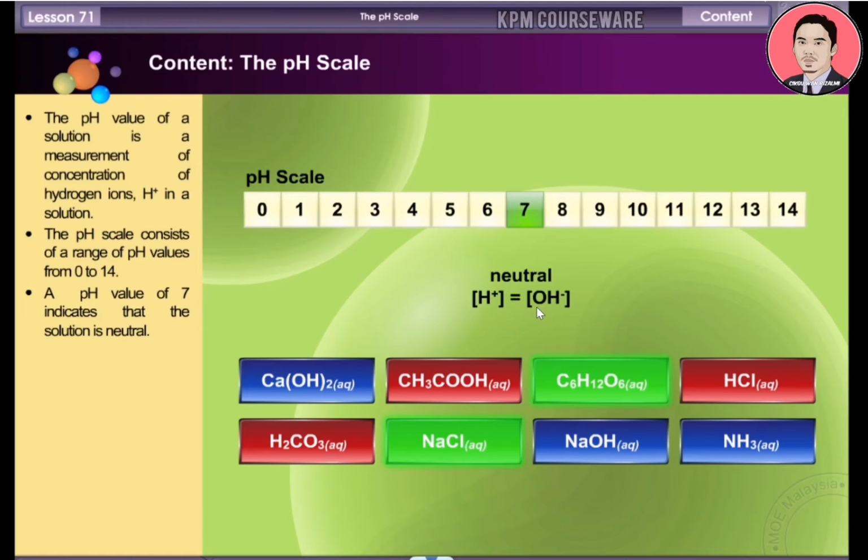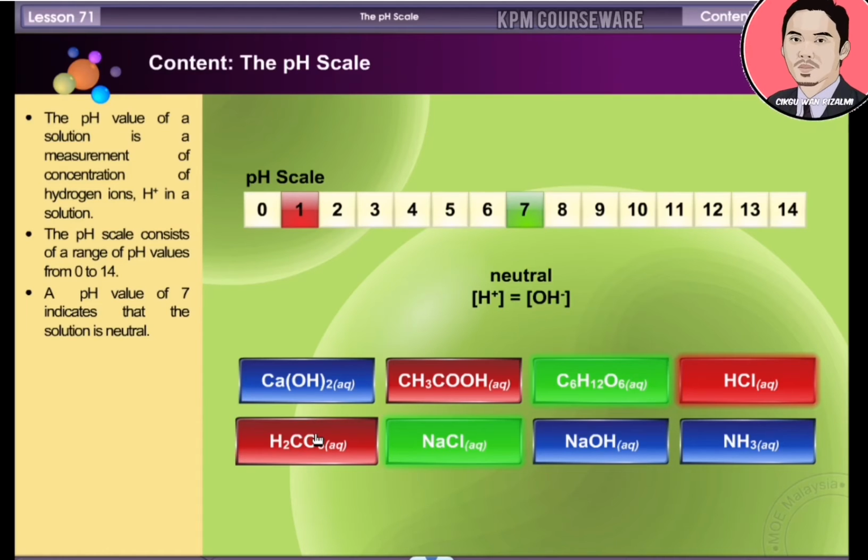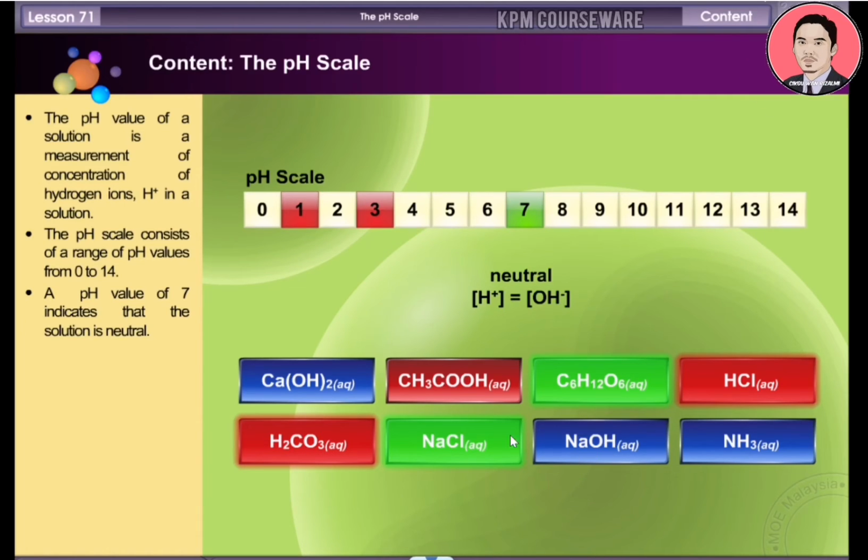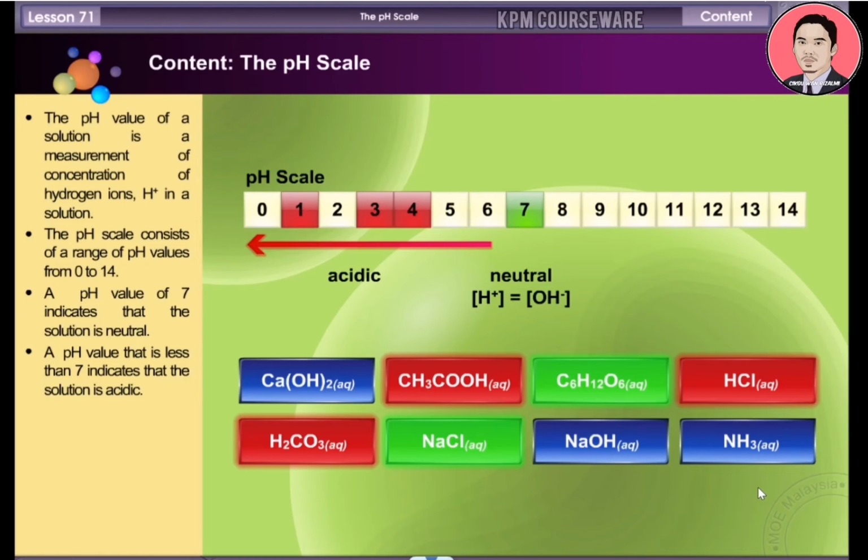Click on the acidic solutions. The pH values of all the acidic solutions are less than 7. At pH values of less than 7, the concentration of hydrogen ions is greater than the concentration of hydroxide ions. Therefore, a pH value that is less than 7 indicates that a solution is acidic.